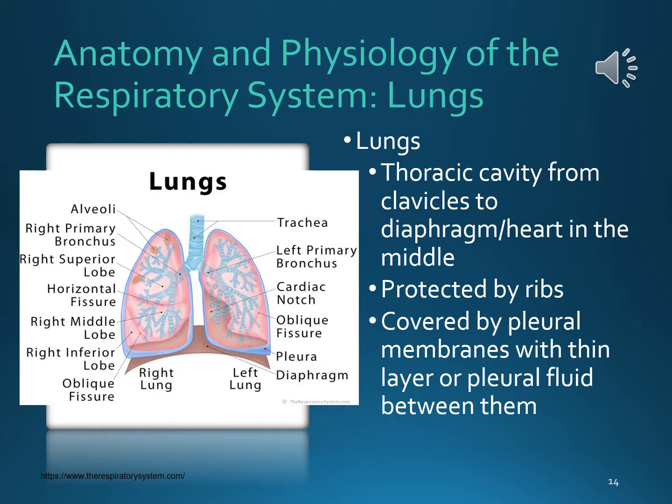The hilus is in the middle of the lungs where the pulmonary vasculature enters, and the area between the lungs is known as the mediastinum. The lungs are protected by the ribs, and they are covered by pleural membranes. There is one membrane that adheres to the lung tissue, and there's another membrane that surrounds the lungs, and between these membranes is a thin layer of pleural fluid. This pleural fluid provides lubrication and reduces the friction when the lungs expand and contract in the movement of breathing.